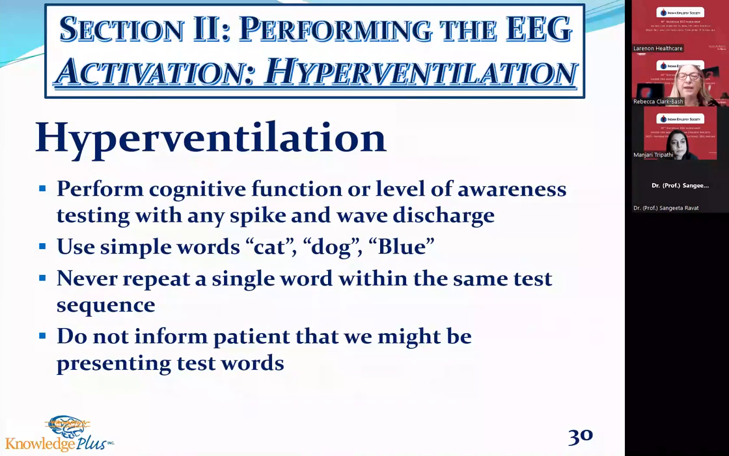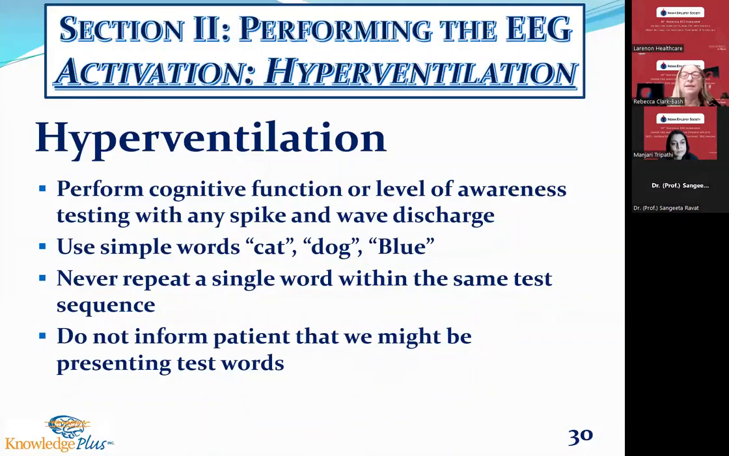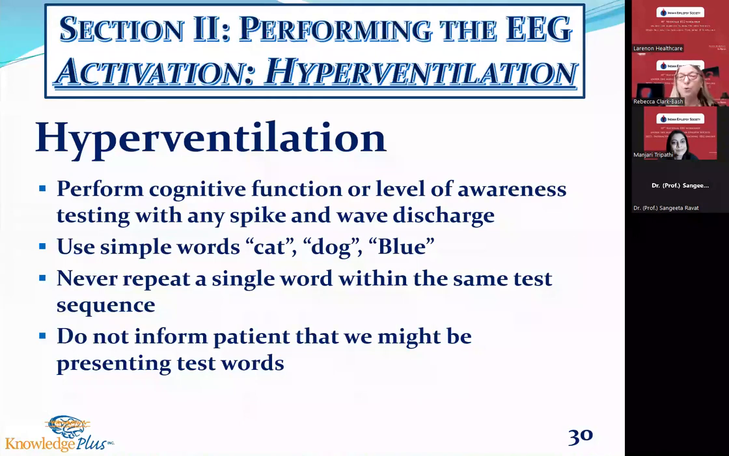If they are having an epileptiform discharge, if they're having spike and wave, in any patient, not just during activation, not just in patients with suspected absence, but any lateralized focal or generalized epileptiform discharges, we want to give a test word. So just out of the blue during their discharge, we're going to say an unexpected word like cat, dog, blue, red, one word. I say cat.